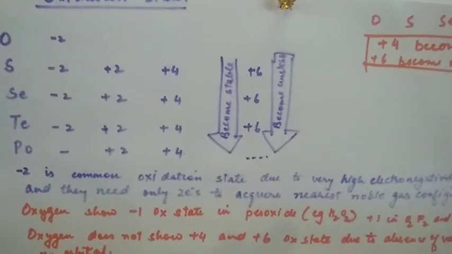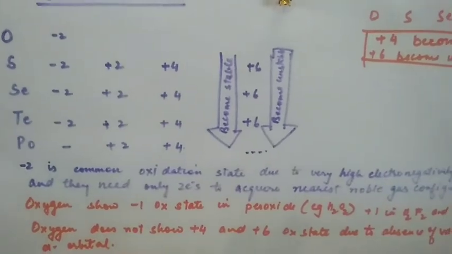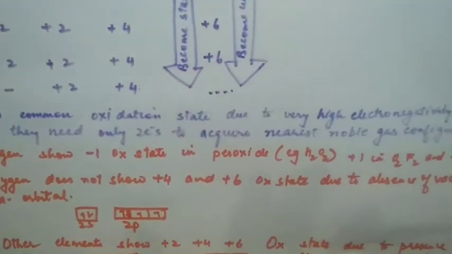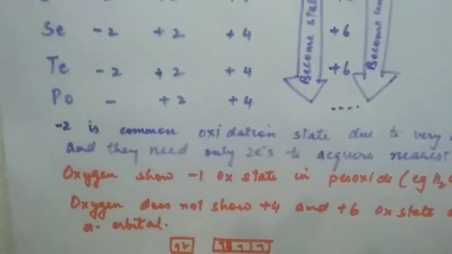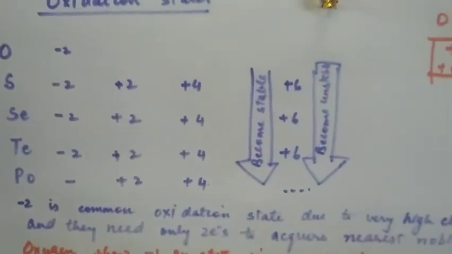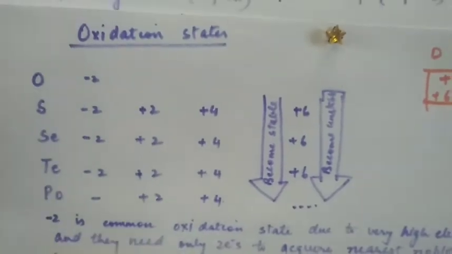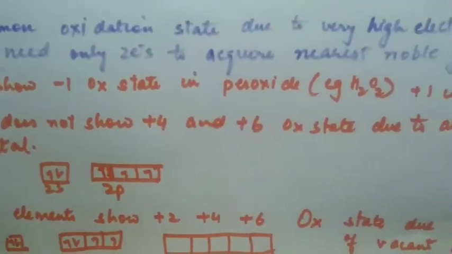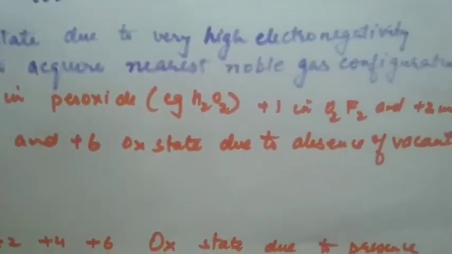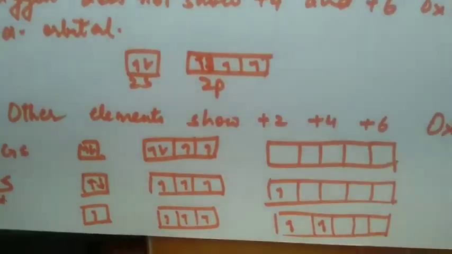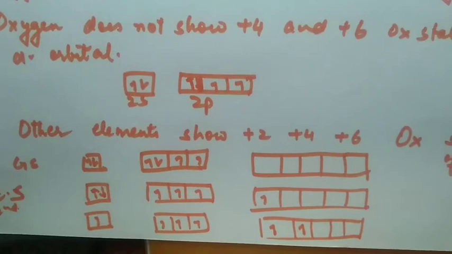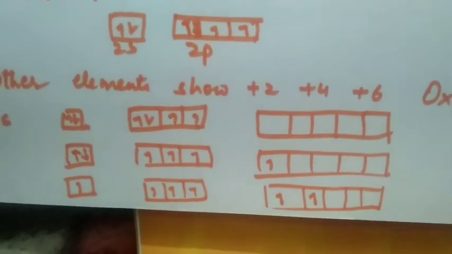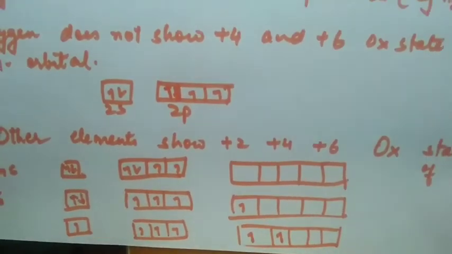The most common oxidation state of the oxygen family is -2 due to very high electronegativity, and they need only 2 electrons to acquire the nearest noble gas configuration. Other oxidation states shown are +2, +4, +6, but oxygen does not show these. Oxygen does not show +4 and +6 oxidation states due to the absence of vacant d orbitals. You see, in the second shell there are no 2d orbitals, so the electrons, even if they have to jump, do not have any orbital to jump to, so they cannot extend their octets.